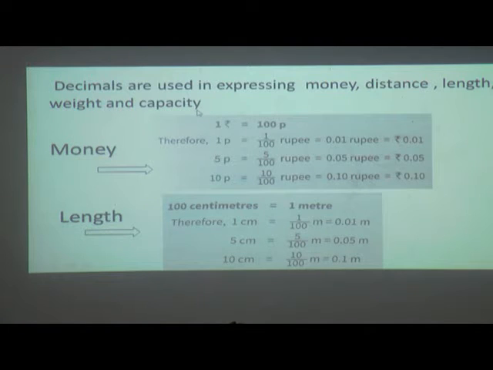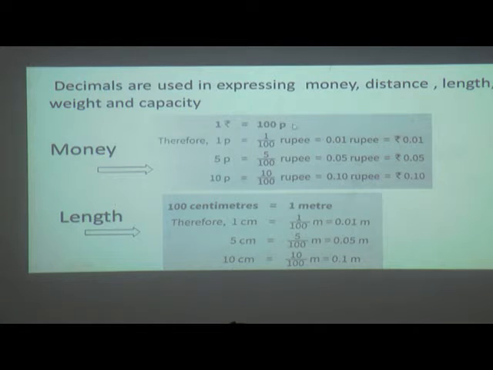In this way we use the word capacity. One by one we will try to solve, we will apply what the units are and how to write them in decimal form. First we will see money. You know 1 rupee is equal to 100 paise, because in the previous class you learned that 1 rupee is equal to 100 paise.